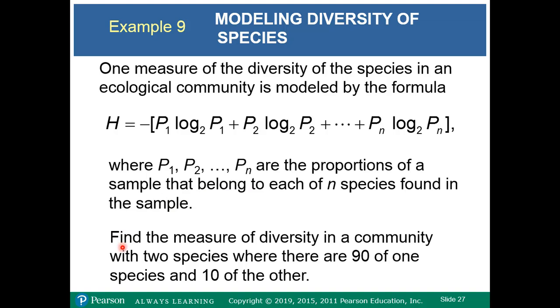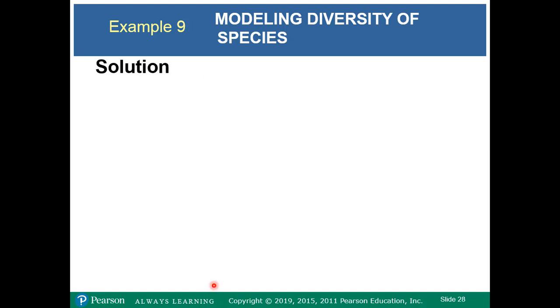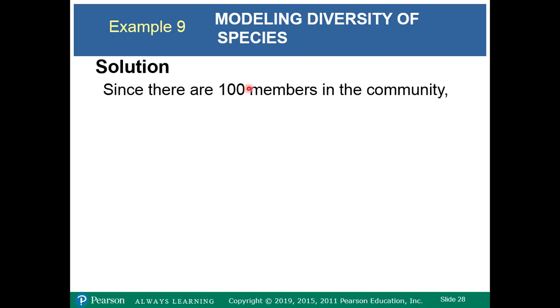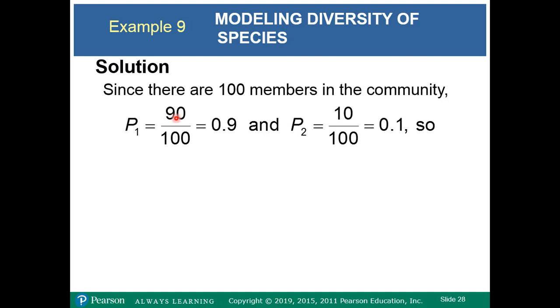It says find the measure of diversity in a community with 2 species where there are 90 of one species and 10 of the other. In other words, 90% of the sample is of one species and 10% is of the other. Since there are 100 members in the community, 90 over 100 is P1, so 0.9, there's your 90%, and then 10% or 0.1 for P2. Now we can say H is equal to the negative of 0.9 times log base 2 of 0.9 plus 0.1 times log base 2 of 0.1.